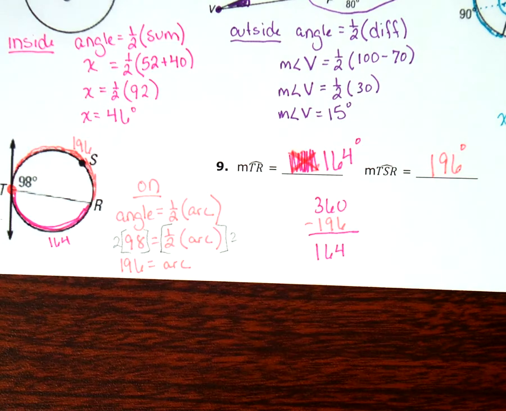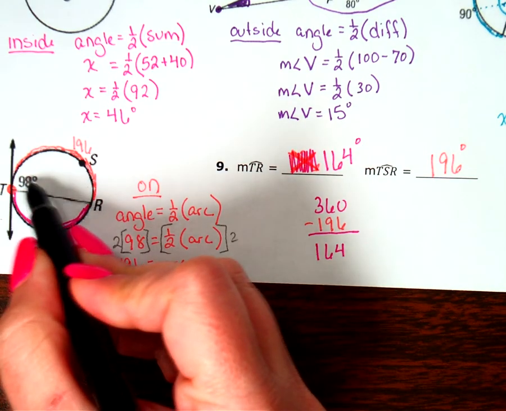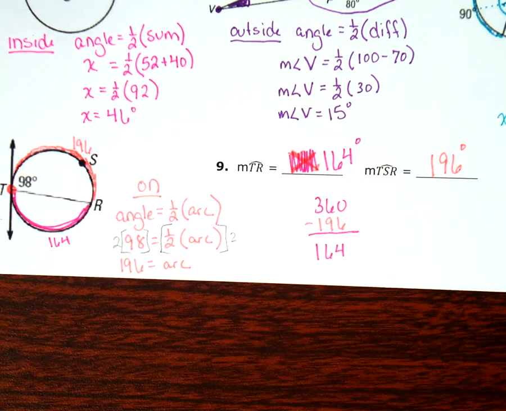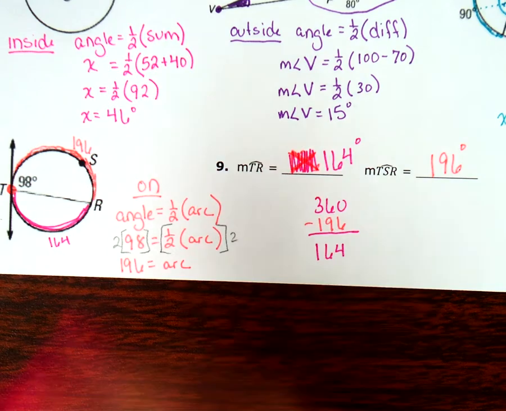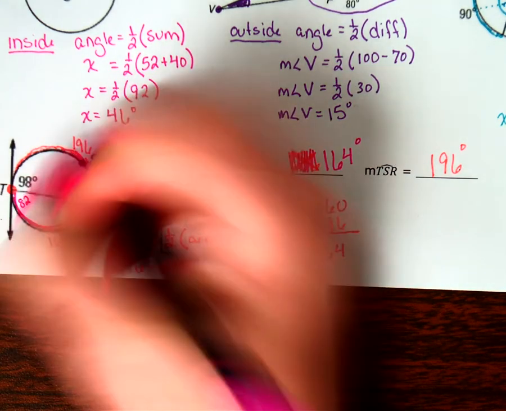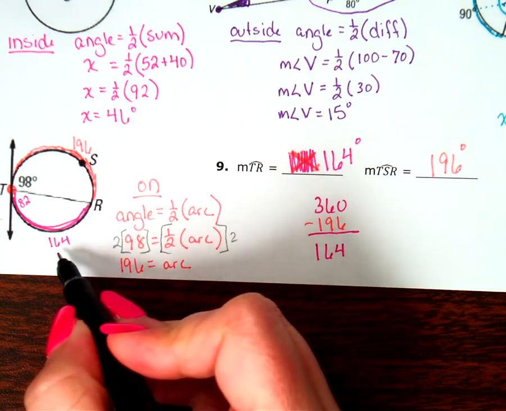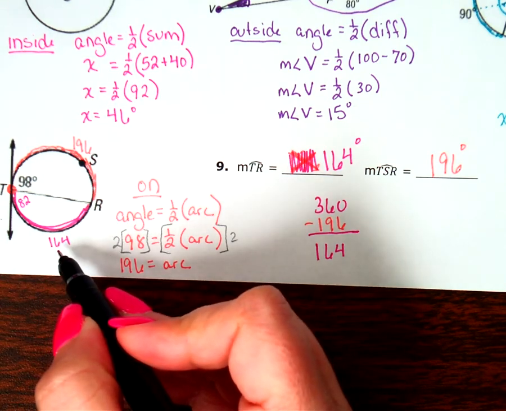And then I could check it by saying, okay, the 98, if I take that away from 180, then this angle here is 82. And if I double 82, I sure do get to 164. So I can feel confident that I did my math correctly.